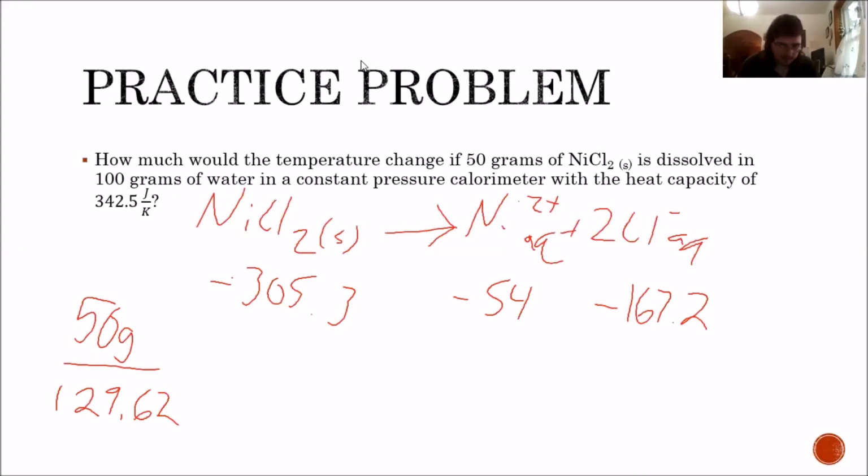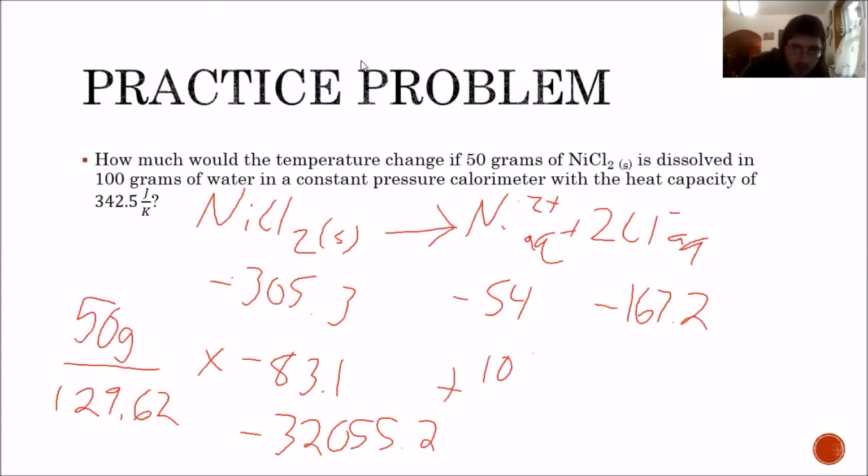Negative 305.3, flip the sign, negative 54, and negative 167.2 times 2. So the delta H of this reaction is negative 83.1, and it's in kilojoules. And so divided by 1,000 times 50 divided by 129.62. We get the first term, negative 32,055.